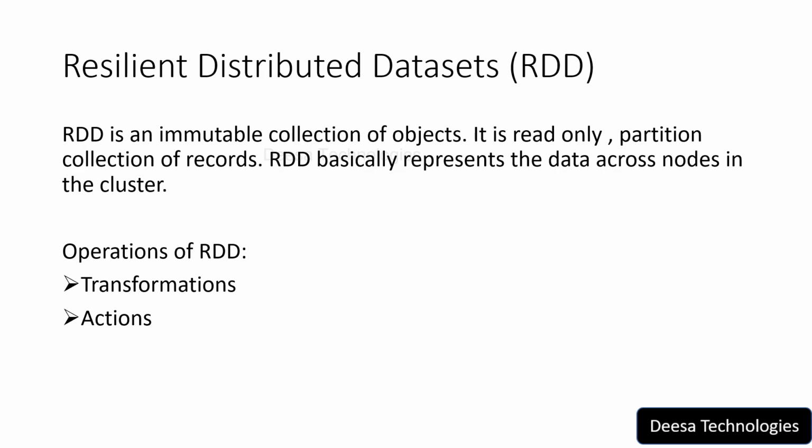Now using this, you can create more and more RDDs, like you can apply some filter conditions, and it will create another RDD, which will refer to this data. So that's what your RDD is. It represents the data across nodes in the cluster. Now there are 2 things that you can do with an RDD. One is transformations. The other is actions. Transformations are functions that change the RDD data, and it will result in another RDD.